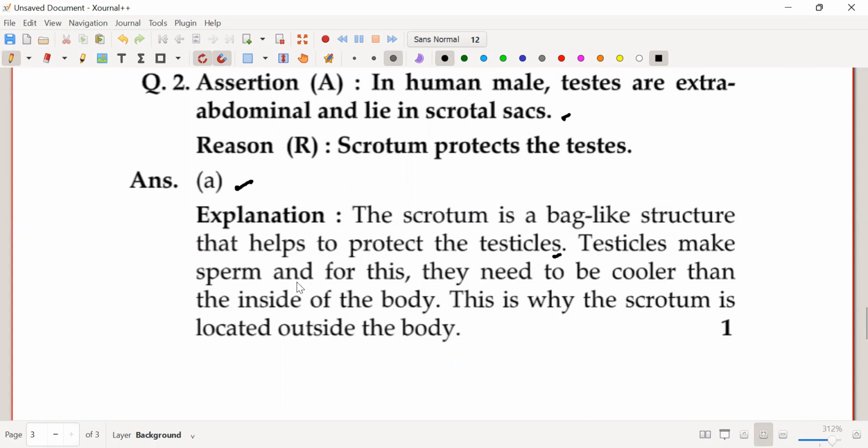Testicles make sperm, and for this they need to be cooler than the inside of the body. How much? It should be 2 to 2.5 degrees Celsius cooler. This is why the scrotum is located outside the body. It should be cooler than the body temperature.